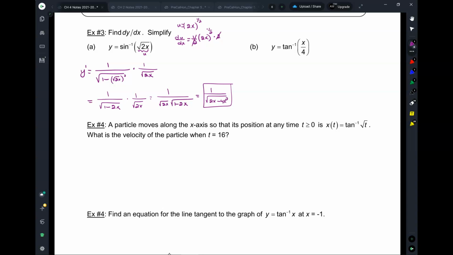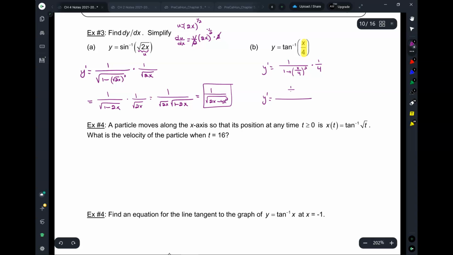Okay, here, inverse tangent. This is the u, okay? So y prime is 1 over 1 plus (x over 4) squared times what? What's the derivative of the inside? 1/4. Okay. Now, I'm going to do something unconventional. Work with me, but it really works for these. I'm going to rewrite that as 1 over 4 over that.